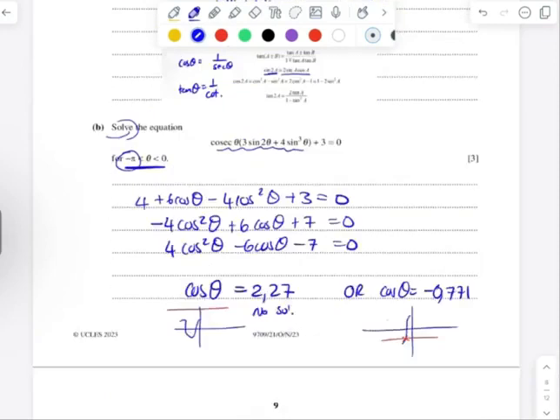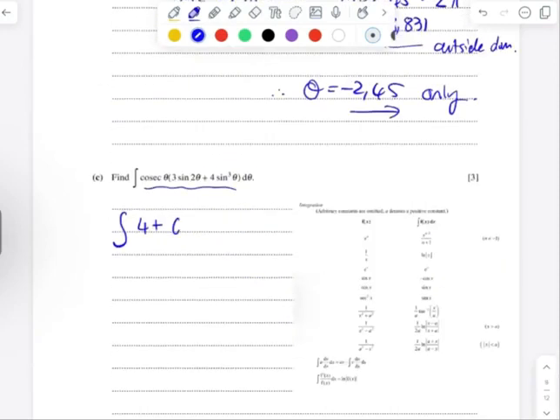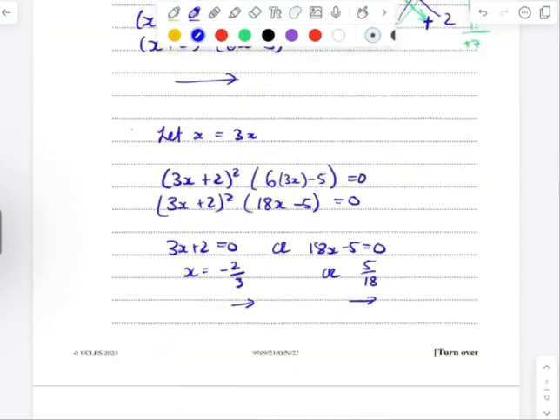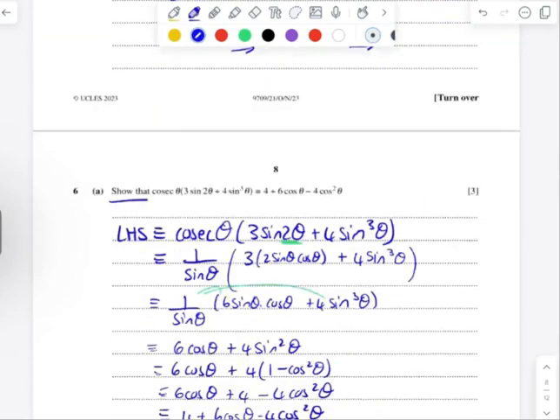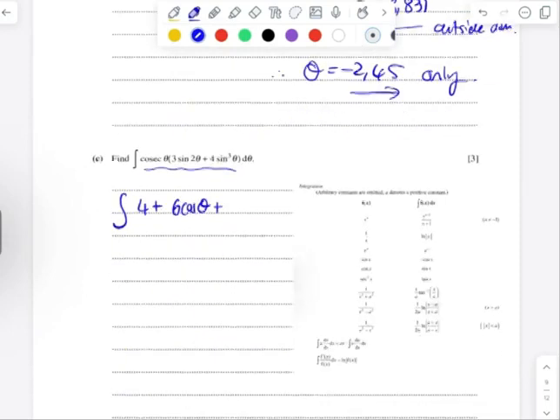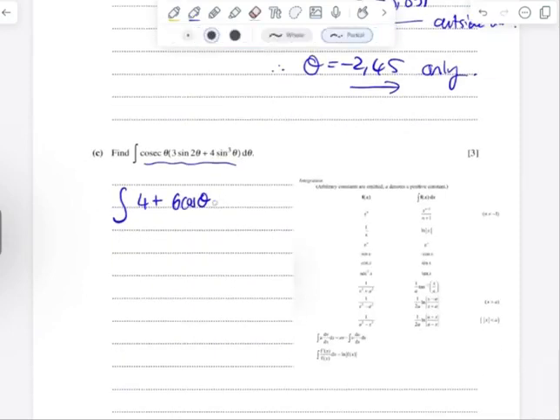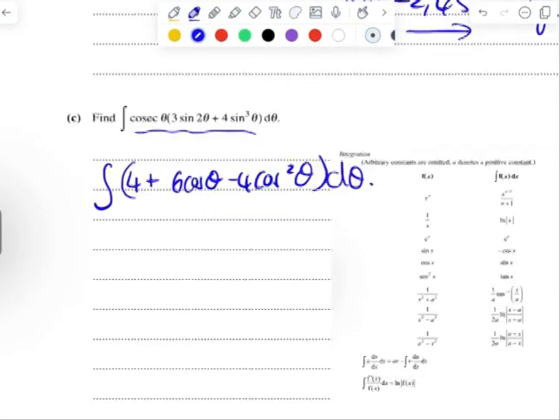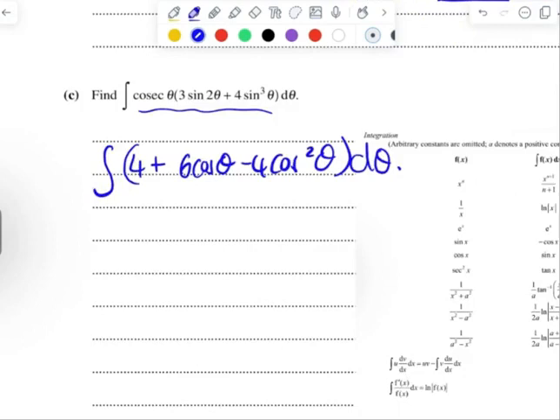4 plus 6 cos theta minus 4 cos squared theta, and then we're going to be integrating in terms of theta. All right, if you're familiar with your work, you will know you are able to integrate 4. We're able to integrate cos, but we're not able to integrate cos squared theta.